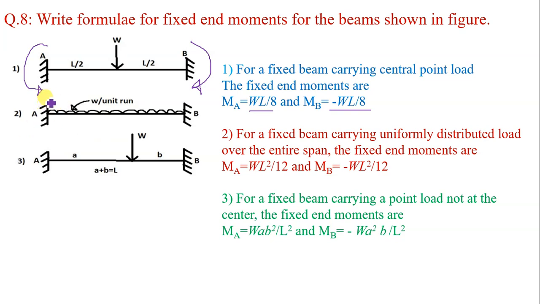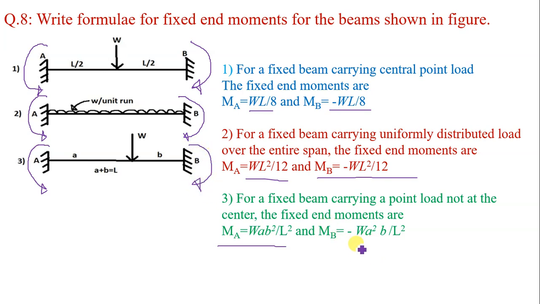For a beam carrying uniformly distributed load over the entire span, fixed end moment at A is equal to WL square by 12 and that at B is equal to WL square by 12 having opposite signs. Hence plus minus signs are given. For a fixed beam carrying a point load not acting at the center, the fixed end moment at A is equal to WAB square upon L square and that at B is equal to, since this is clockwise, minus W A square B upon L square. So this is the correct answer for question number 8.